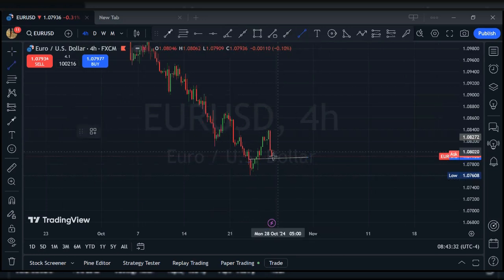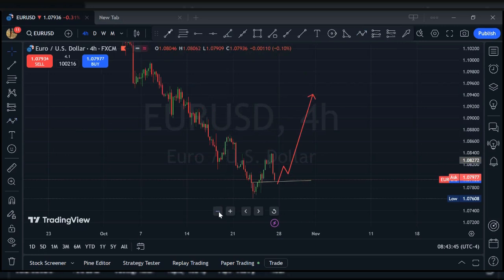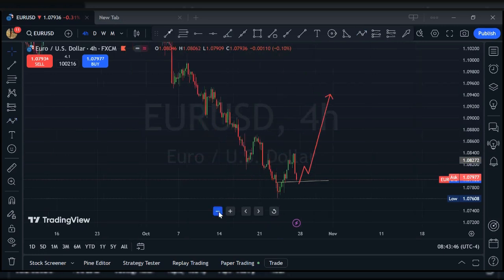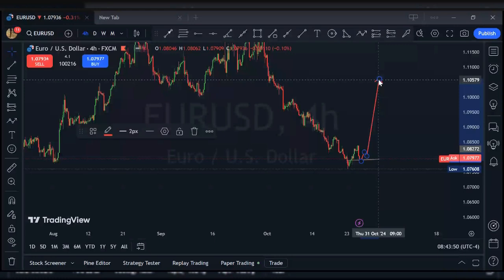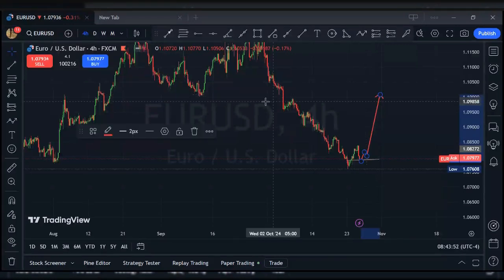Anyways, I'm preferring buys. So I want to see the same entry method again. That's what I want to see. And then I can consider buying EURUSD. At least to this point, yeah.